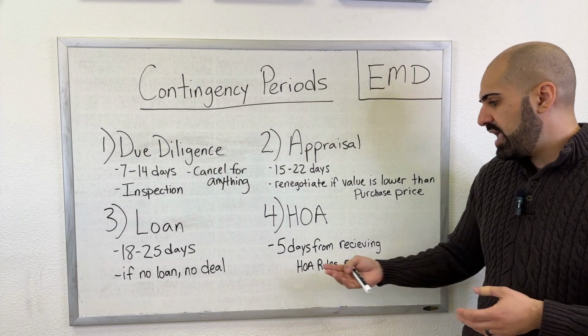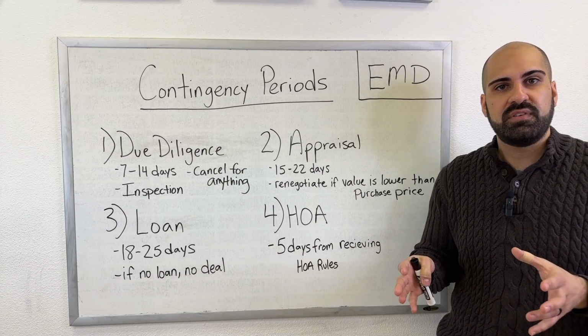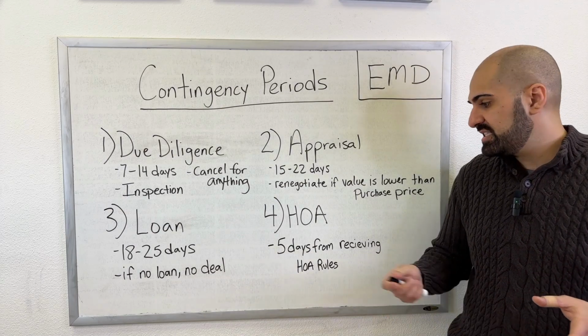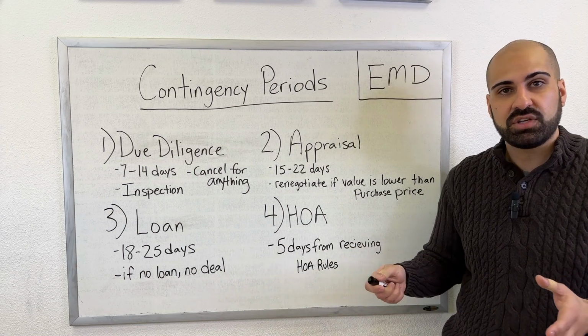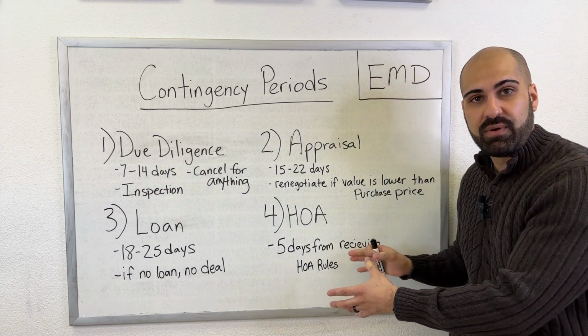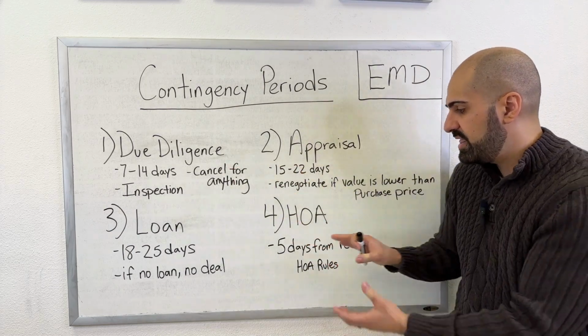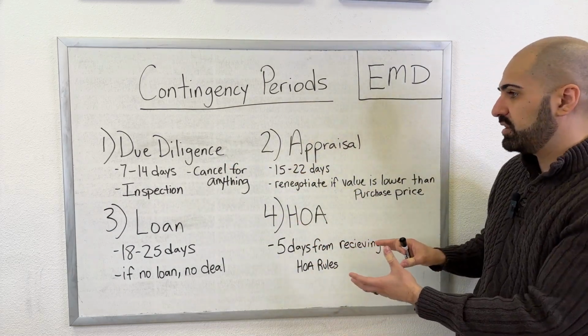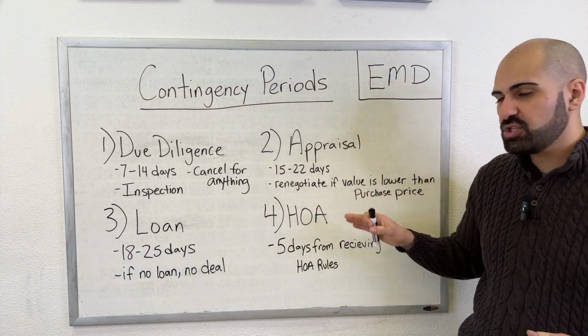If in the 5 days after you get that paperwork, you realize that the rules are too prohibitive and you don't want to live there anymore, you can sign on the HOA receipt that you get that you don't want it anymore, you want to cancel the contract, and you'll get your money back, right? So this one does not start from the beginning as the other 3 do. This one starts from the time you get the paperwork. So we know about due diligence, appraisal contingency, loan contingency, HOA contingency.